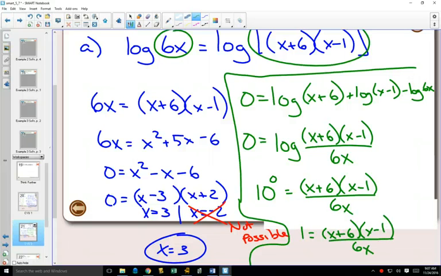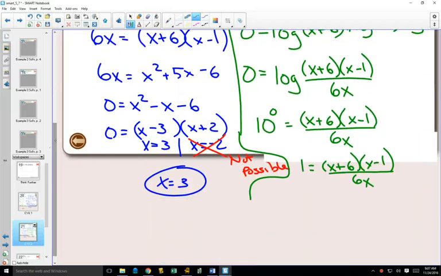Now this is a rational equation, meaning that we have x's in the numerator and denominator of a fraction. How do we solve rational equations? What would you do first in this one? Multiply by 6x, right? That gets rid of your fraction. And once you multiply by 6x on both sides, of course on this side they cancel out and we get 6x equals x plus 6, x minus 1.